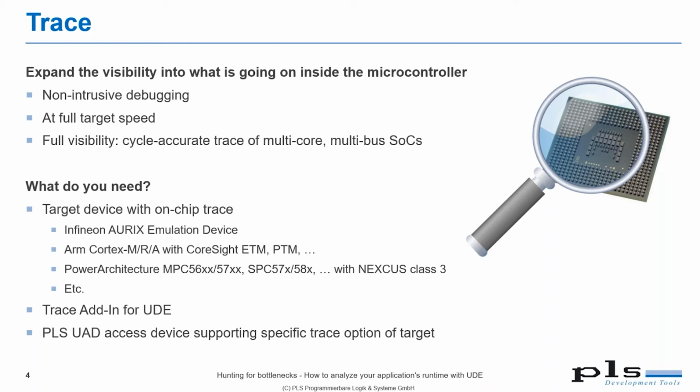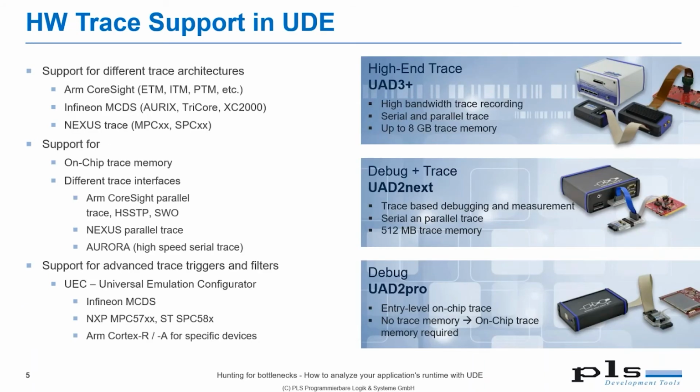From the tool side, you will need the debug tool, the UDE, together with an additional add-in license for the specific trace system that your target system provides, and also a UAD, the Universal Access Device from our Access Device family that provides support for the specific trace hardware. Which device from our access device family you can use depends on the on-chip trace capabilities of your target system. If there is an on-chip trace memory on the target device available, then you can even use the smallest device in our access device family, the UAD2 Pro.